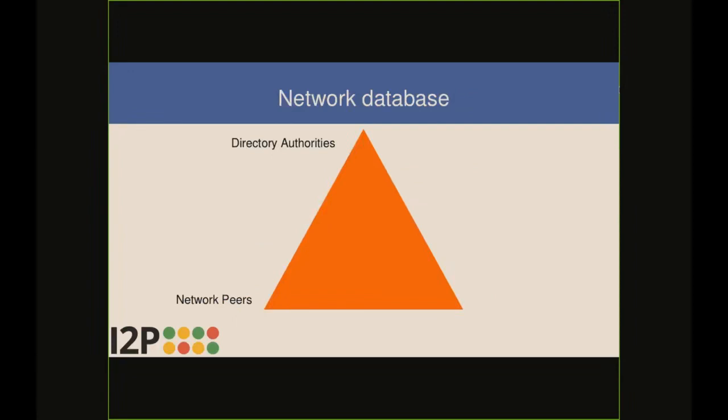The next bit that I want to touch on is the peer profiles, and so I have to mention the network database. In a system where you have directory authorities like Tor or a MixNet system, the network peers will publish their information to the directory authorities, who can then create essentially a view of the network that then gets published down to the network peers.